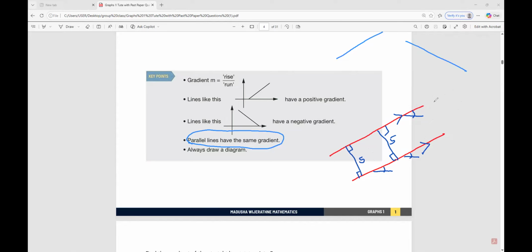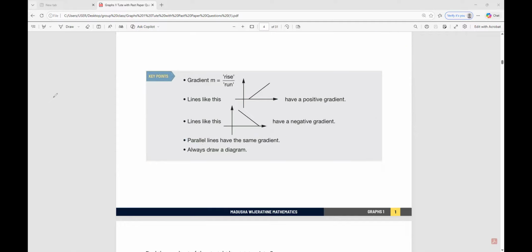If this line is y equals 2x plus 1, then this one should also be 2x with something, say minus 2. The gradients are the same, plus 2 and plus 2, and the size of this angle is equal. Parallel lines have the same gradient. But perpendicular lines do not have equal gradients.